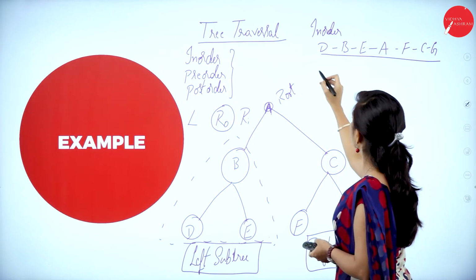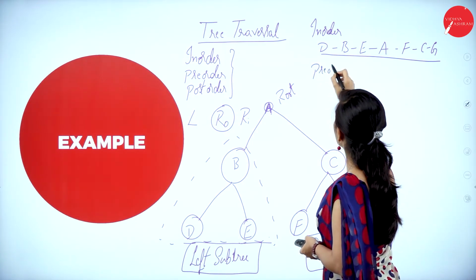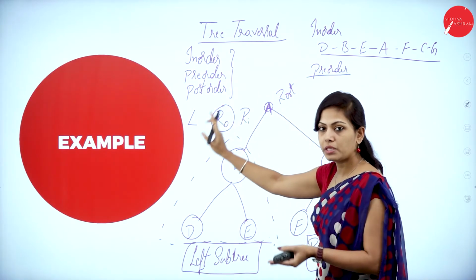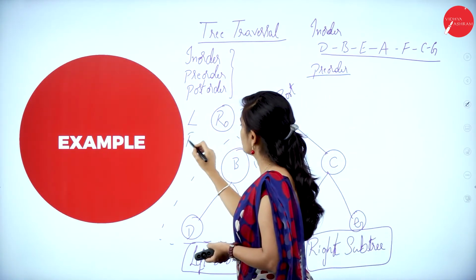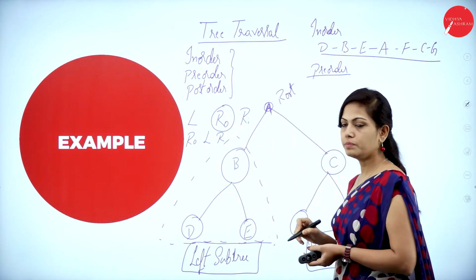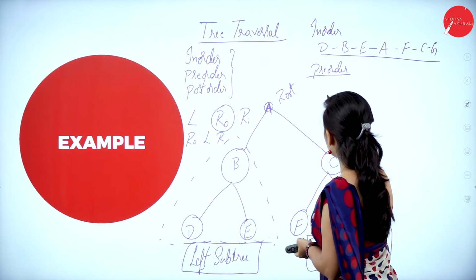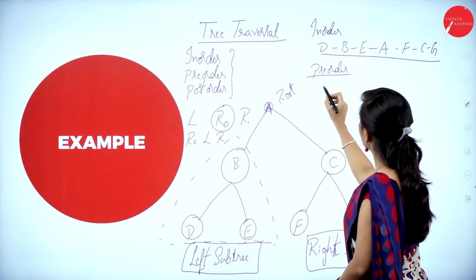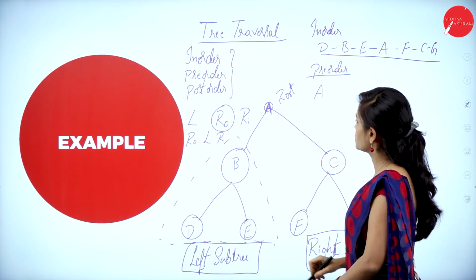And next is pre-order. Pre-order means the root has to come first. So root, left subtree, right subtree. Is it clear? Now, how to write the pre-order for the given graph? The root should be in the first position.